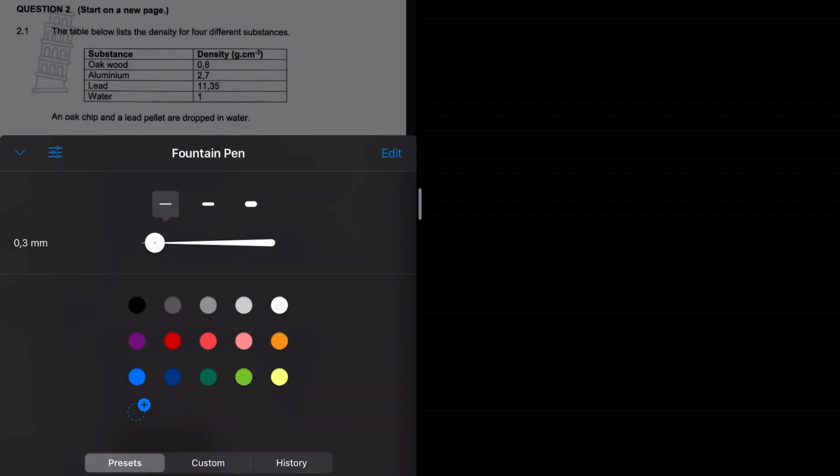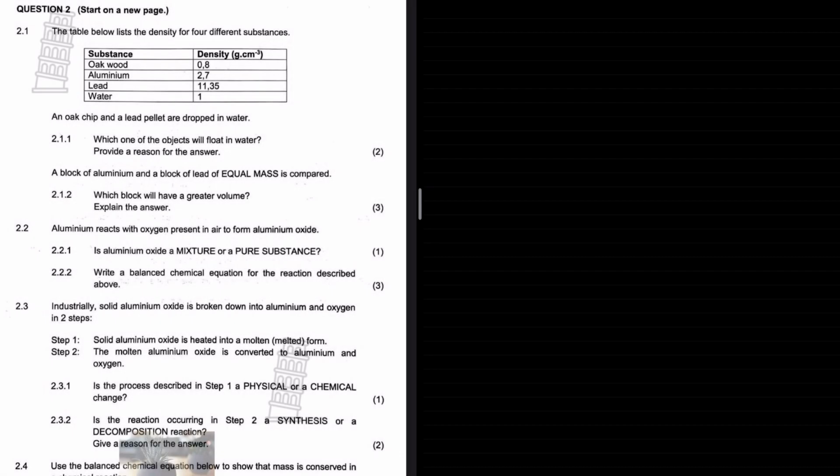Today we're going to take a look at this question 2 from a past paper. Question 2.1 reads, the table below lists the density of 4 different substances. Now recall from earlier grades that density is equal to mass divided by volume. Okay, and so we have the densities. We have oak wood, aluminium, lead, and water.